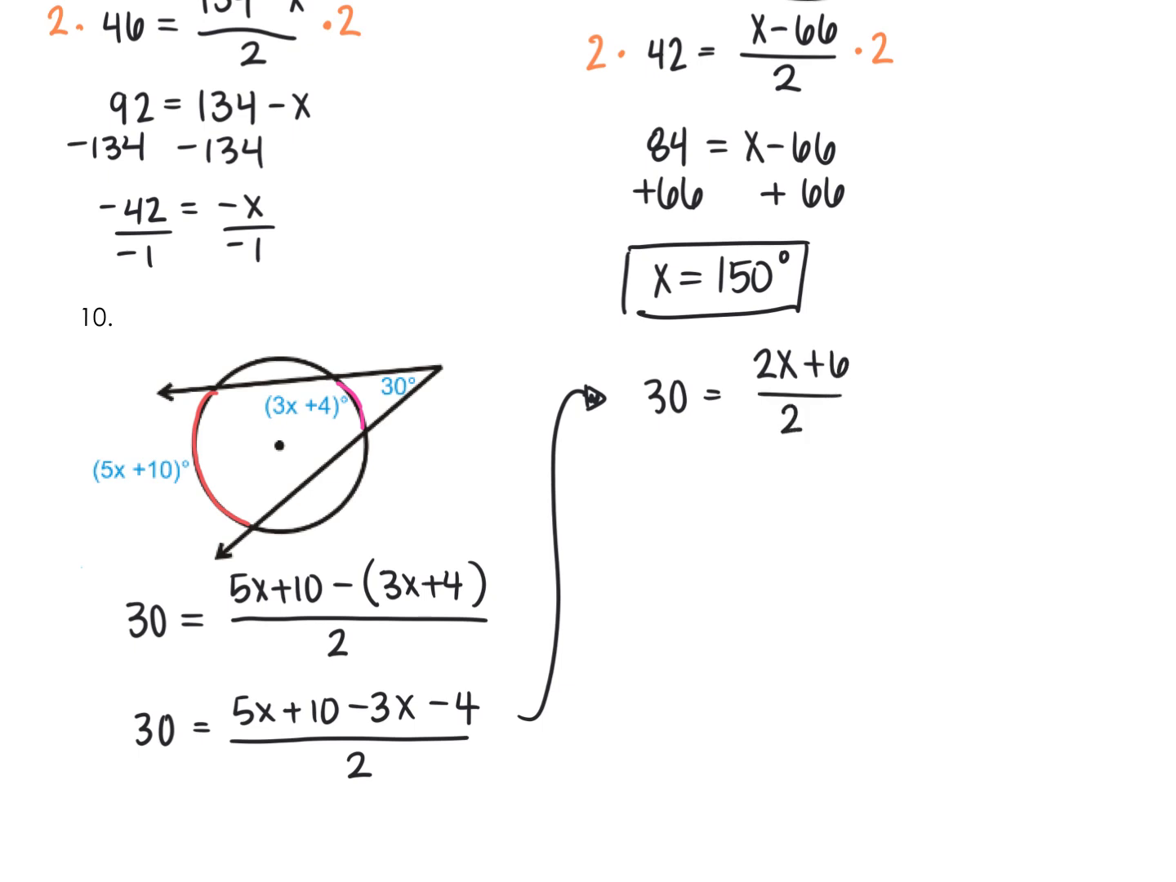So I have two choices at this point. Because 2 and 6 are both even numbers, I can divide them by 2. But since that's not always guaranteed to be the case, just like if we were solving for one of our arcs, I'm going to multiply both sides by 2. So I get 60 equals 2x plus 6. And now I'm just going to solve for x. So I'm going to subtract 6. We're going to get 54 equals 2x, then divide by 2, and we get x equals 27.